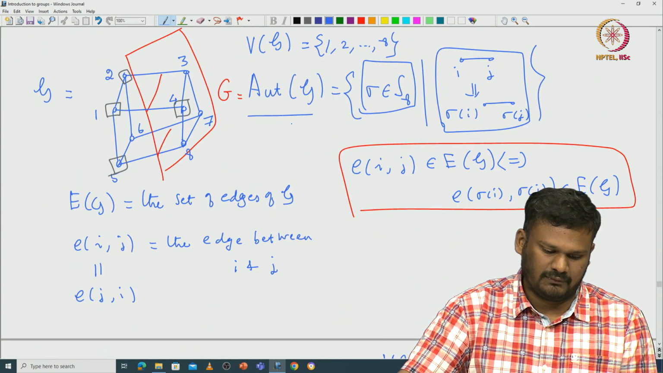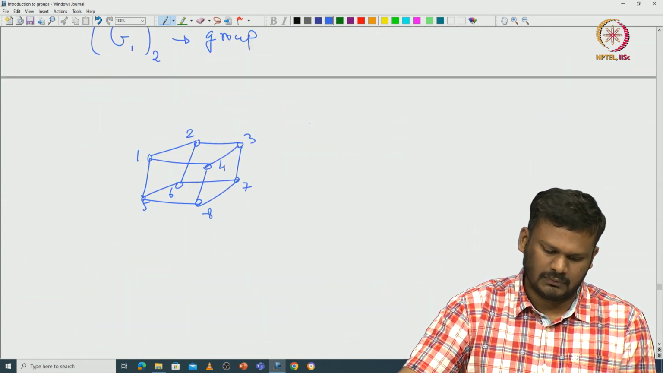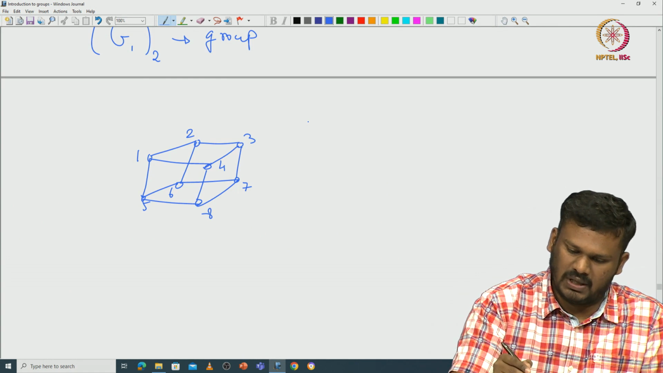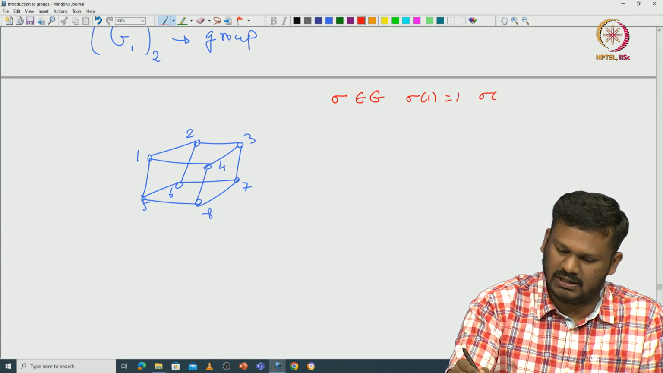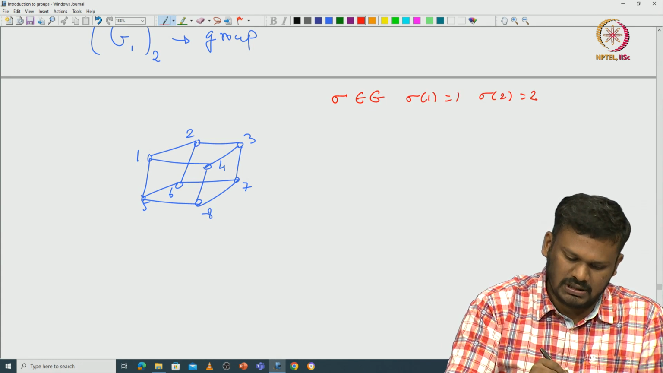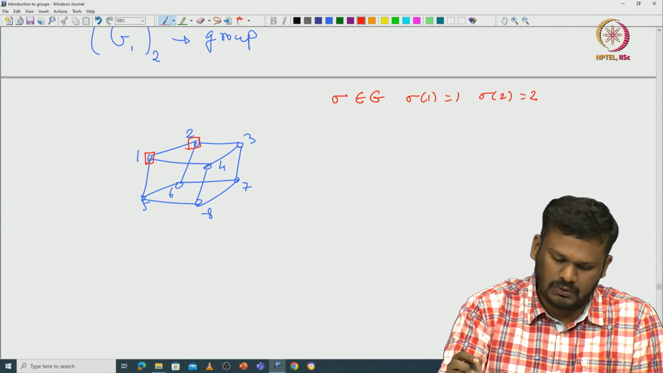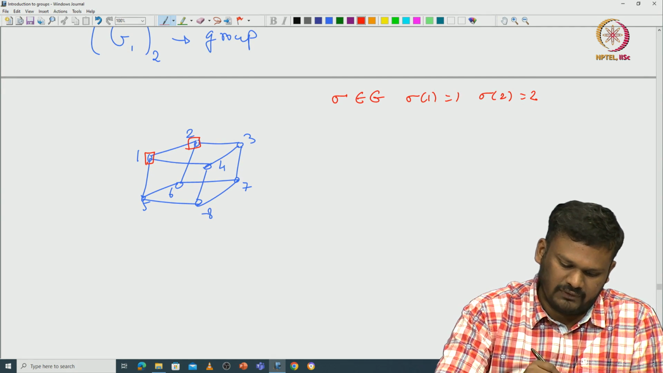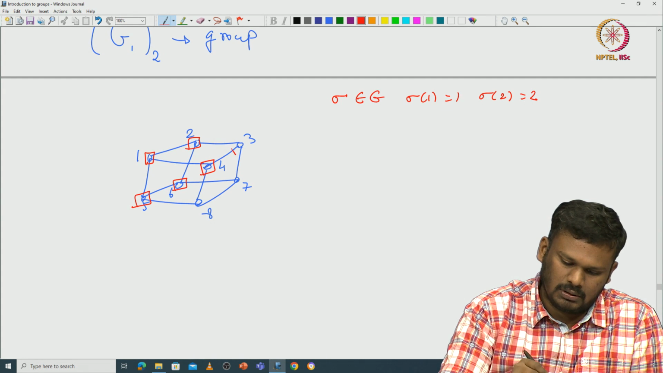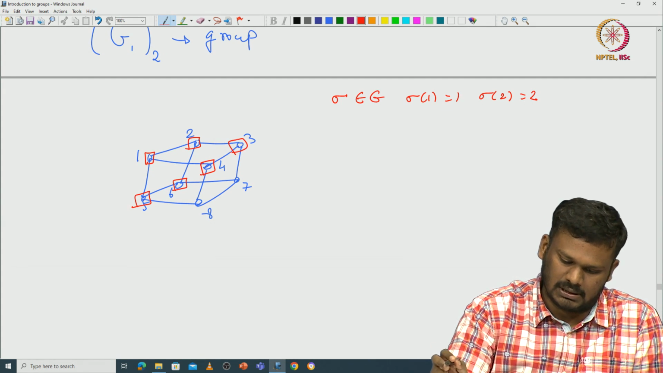1 2 3 4 5 6 7 8. So, now what we are saying, you have sigma in G that fixes both 1 as well as 2. So, this is 1, this is 2. So, now look at all the neighbors of 1 2. So, that will be 5 6 4 3, that is all.